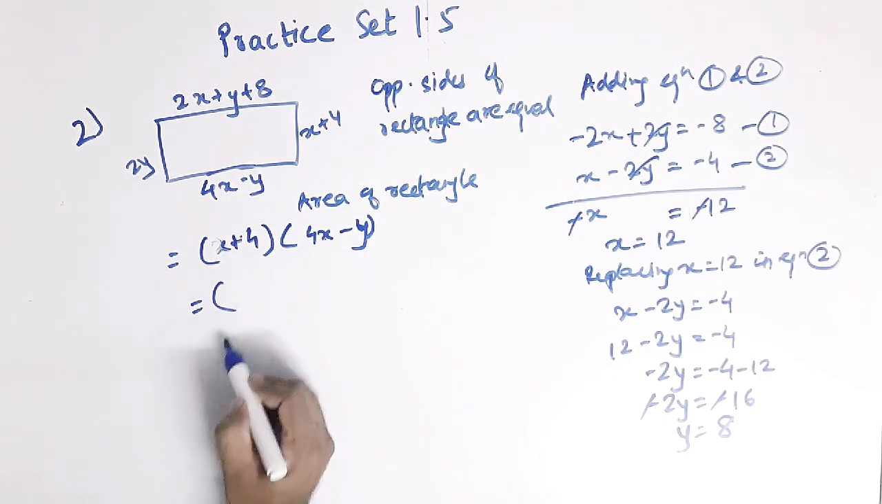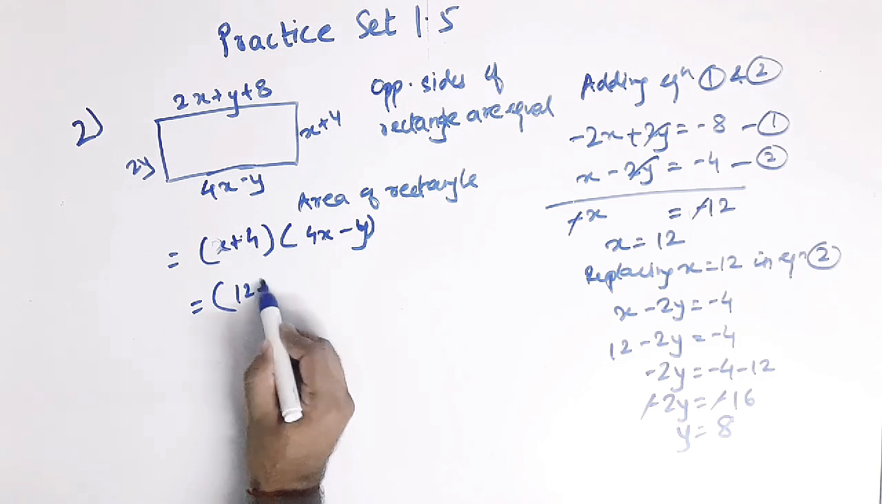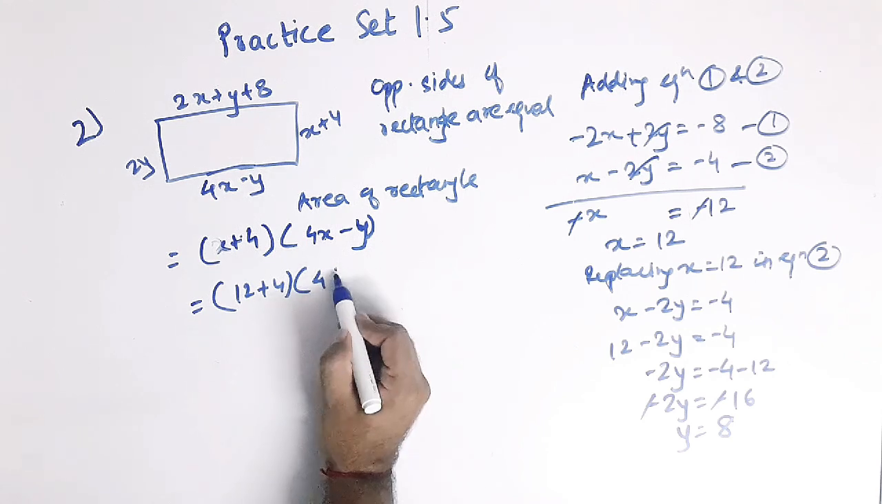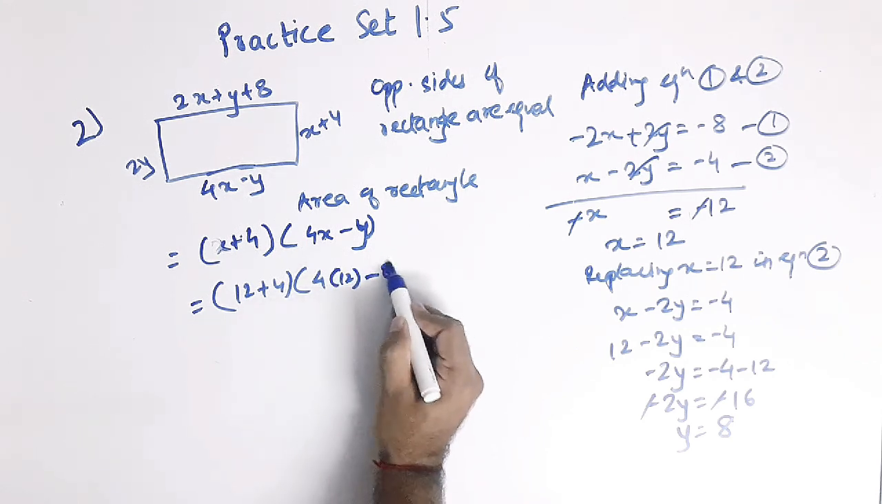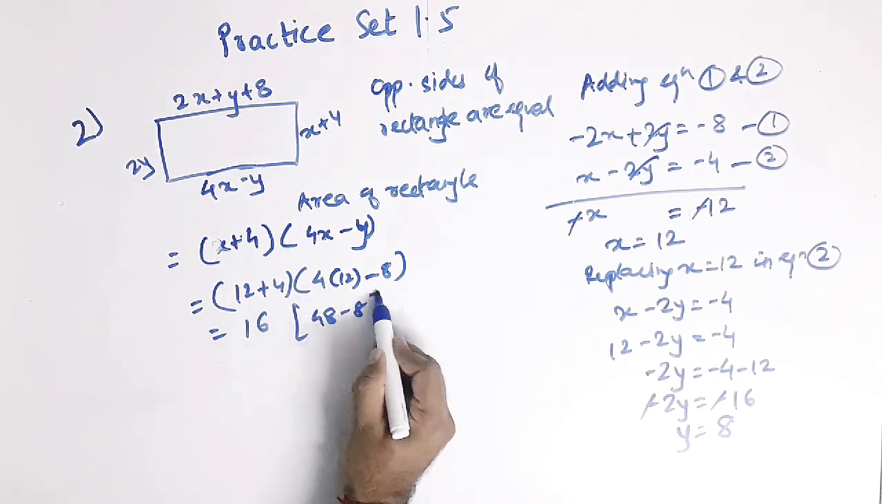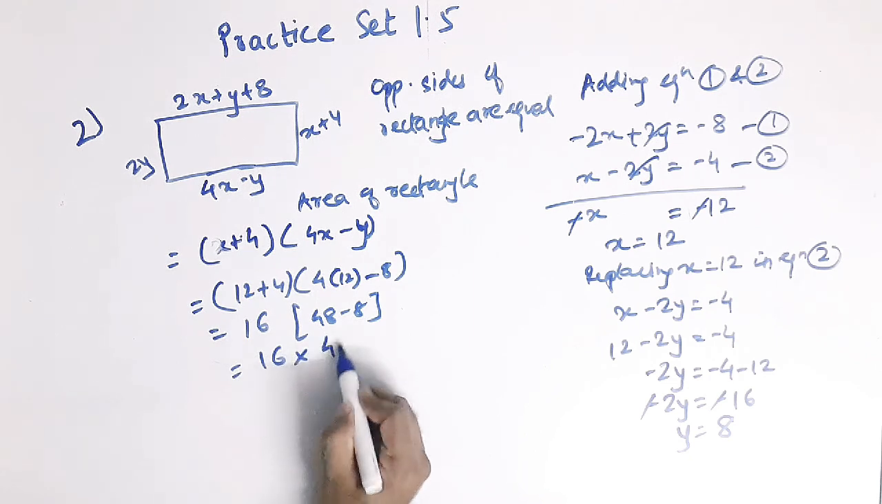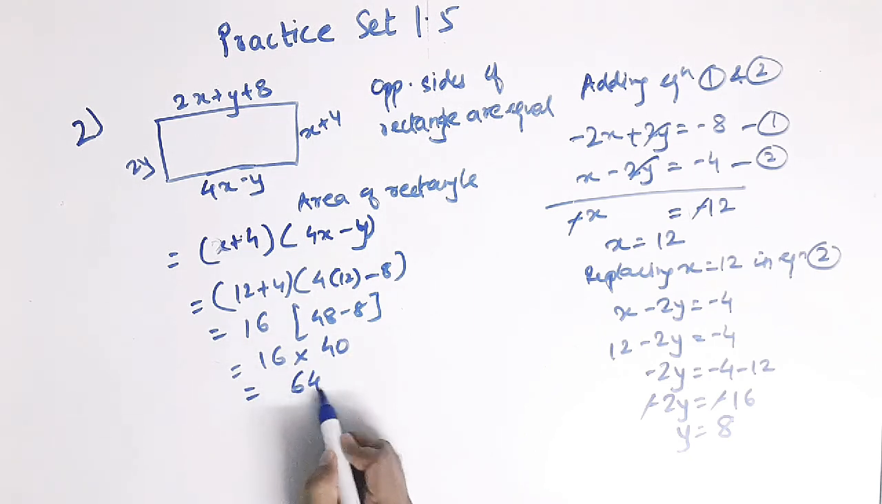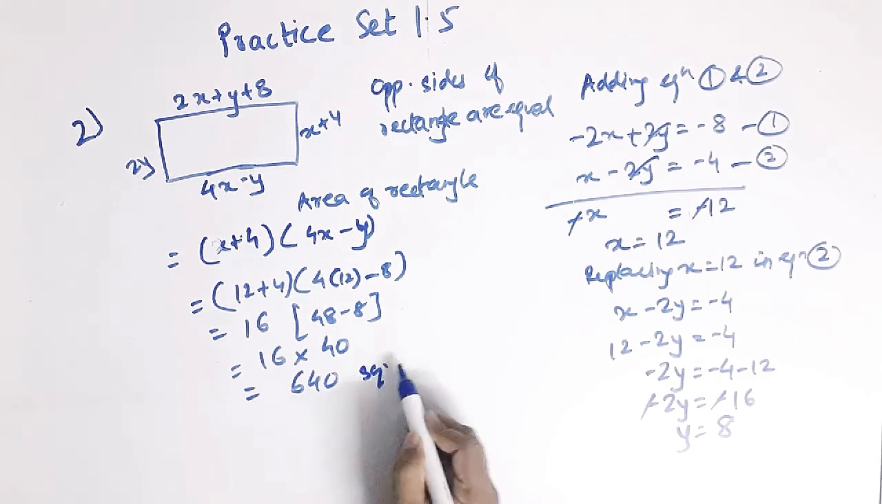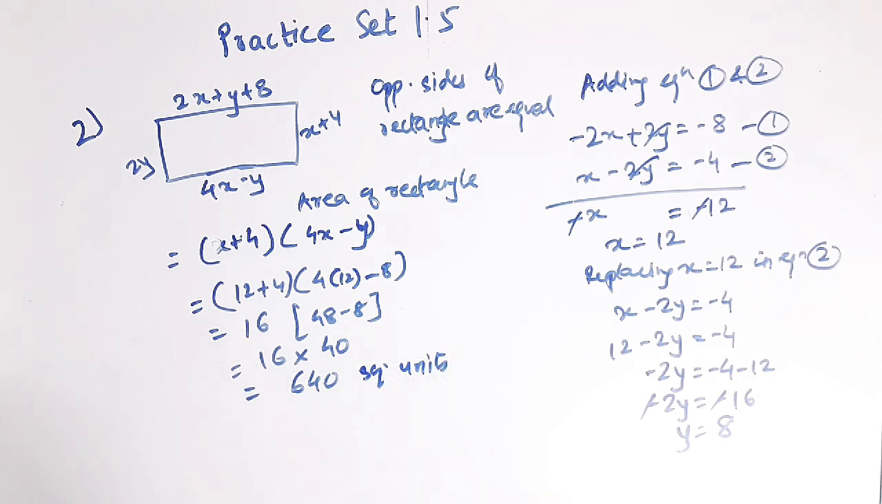Length into breadth. So let me write x. X is 12, plus 4, and 4x is again 4 into 12 minus y, 8. So this is 16, this is 48 minus 8. What is 48 minus 8? It is 40. 16 into 40 is 640. Because it is area, I'll write square centimeter, but here centimeter is not given, so we'll write square units. It is 640 square units.